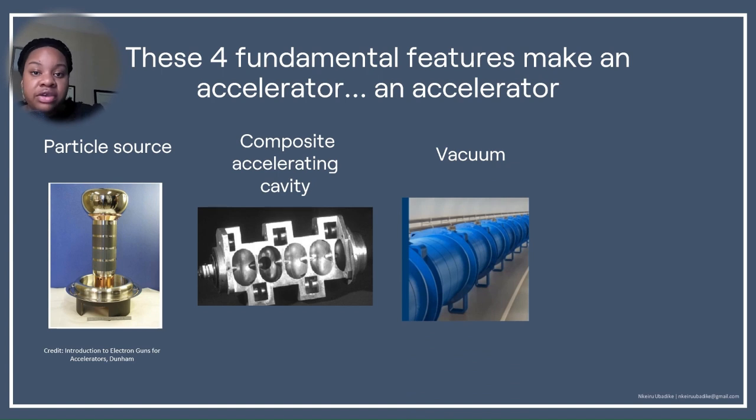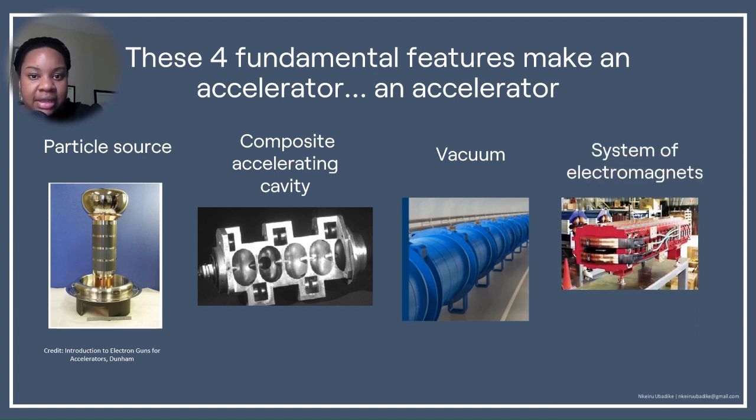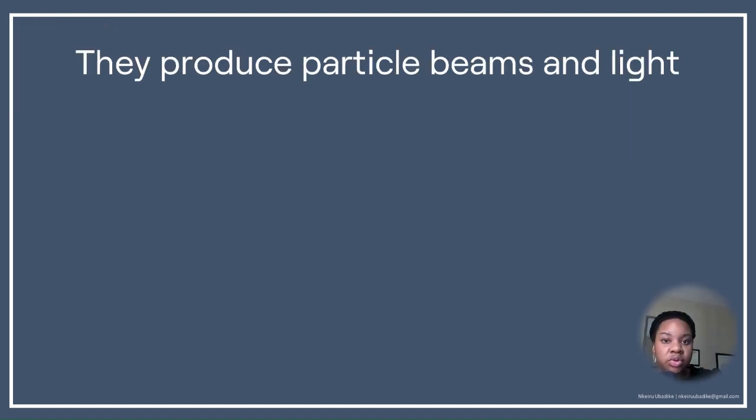The third is a vacuum system to remove and keep unwanted particles out of the accelerating tube. And these are usually ultra-high vacuums, especially in the ones used for research and development. The last thing is a system of electromagnets to steer and focus the particle beam as it makes its way around the machine. So, what do particle accelerators do?